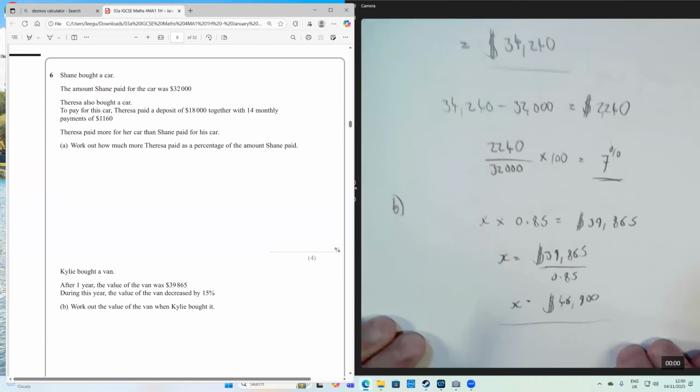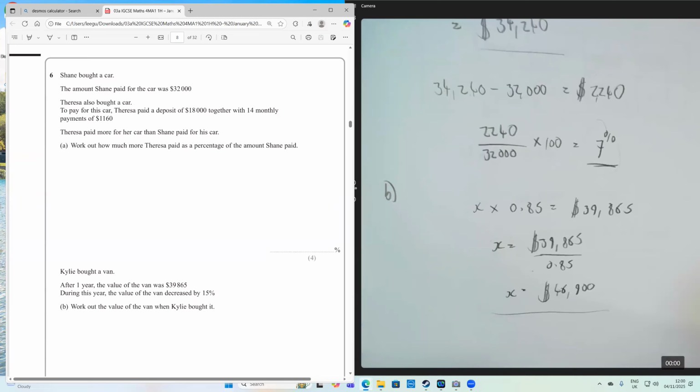Oh, there's another part. Kyle bought a van. After 1 year, the value of the van was $39,865. During the year, the van had decreased by 15%. Work out the value of the van when Kyle first bought it.